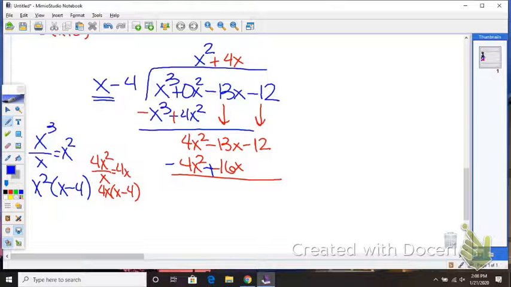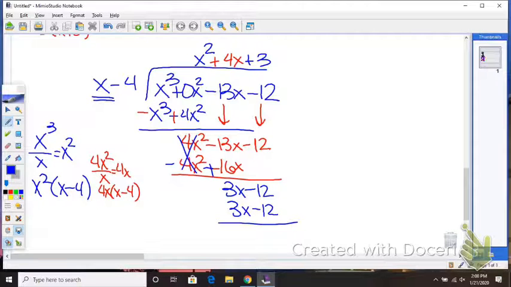This gives me 4x. Then I've got to multiply my 4x by my x minus 4. So that gave me 4x squared minus 16x. And I have to change my signs. So these two cross out, which is lovely. And then I get a 3x minus 12, right? Yeah. So now I have 3x divided by x. 3x divided by x is going to give me a 3. 3 times x minus 4 is going to give me a 3x minus 12.